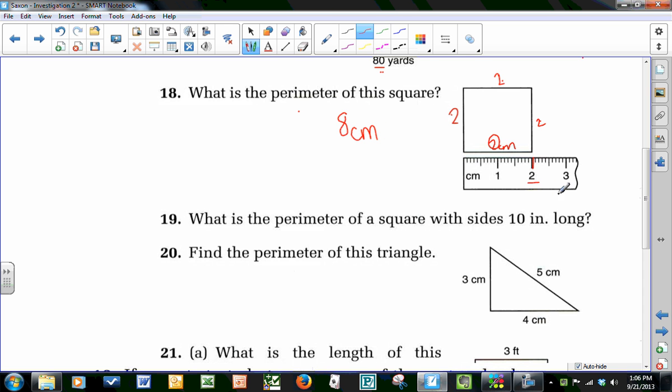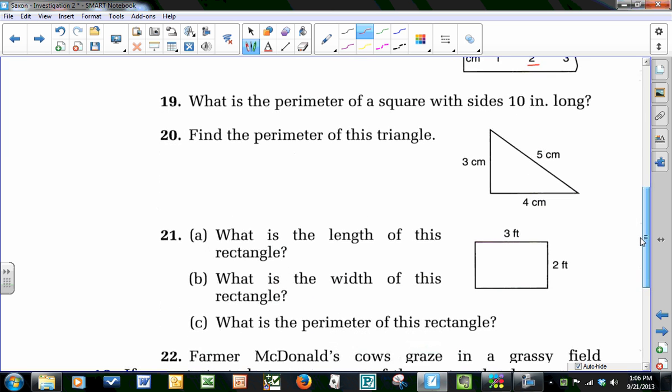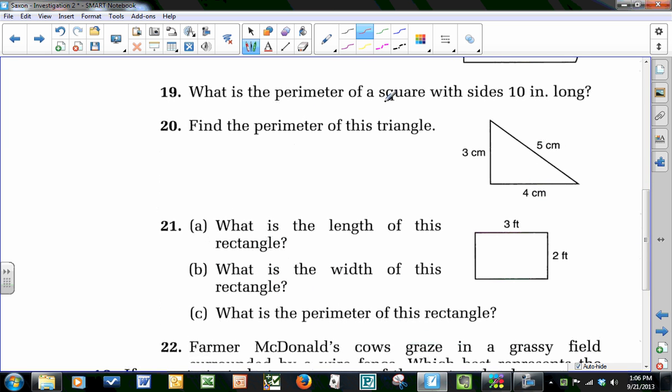Okay, let me scroll down a little bit here. Number 19. What is the perimeter of a square with sides that are 10 inches long? Well, remember, a square has four sides, and if each side is 10 inches long, then you can just count by tens: 10, 20, 30, 40. And you would say, well, the perimeter of a square with sides 10 inches long is 40 inches.